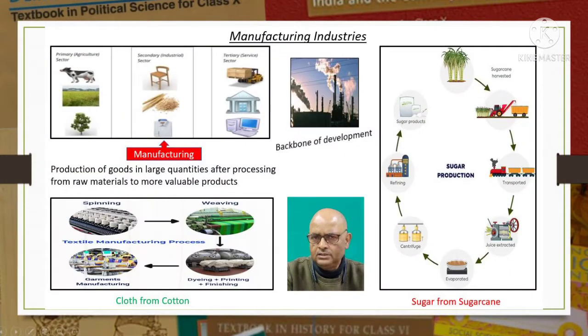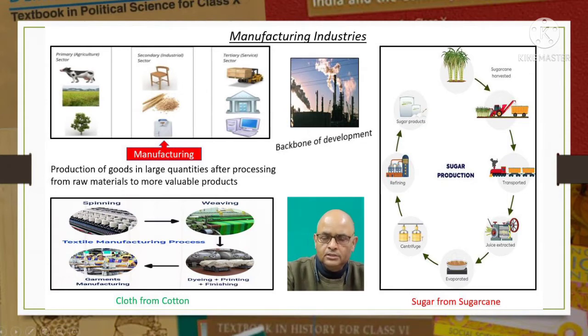Dear students, just recall the chapter Sectors of Indian Economy once. We had read three sectors: primary, secondary and tertiary. Now, if I ask you what does the secondary sector do, you will say manufacturing, isn't it? So, what is manufacturing? It is the production of goods in large quantities from raw materials to more valuable products. People who are employed in the secondary sector process the raw materials of the primary sector into secondary goods or finished goods. So, how do we get finished goods? By processing of primary goods.